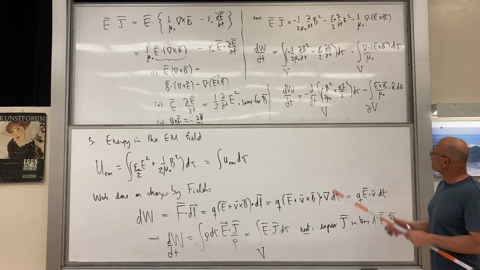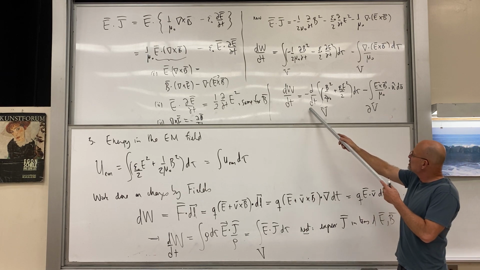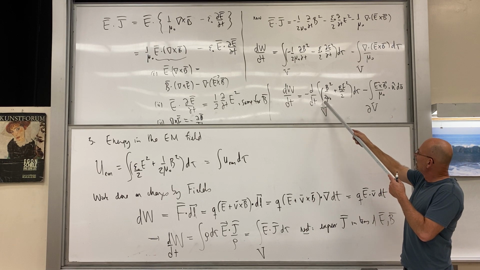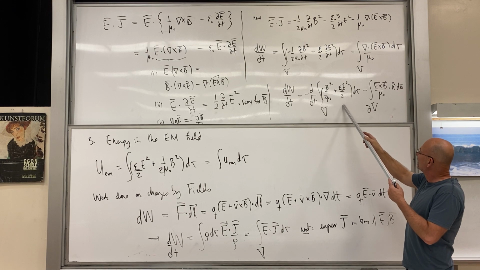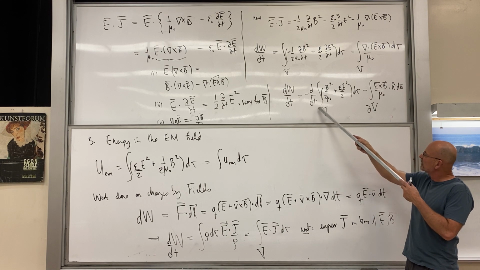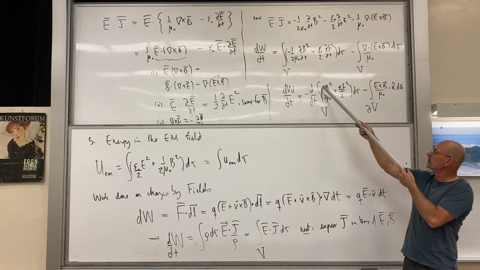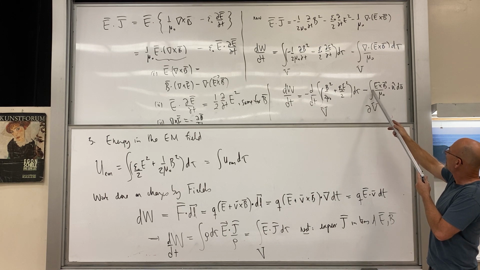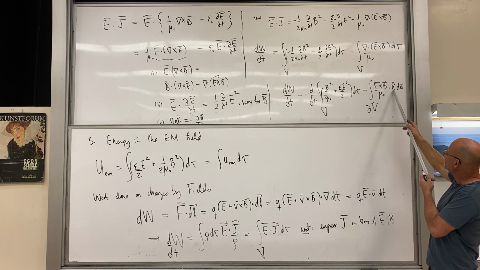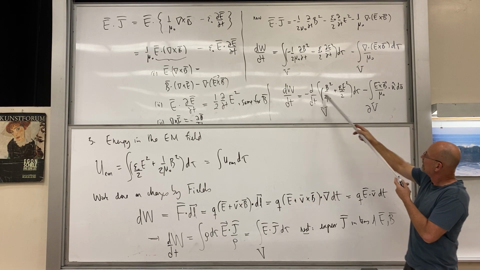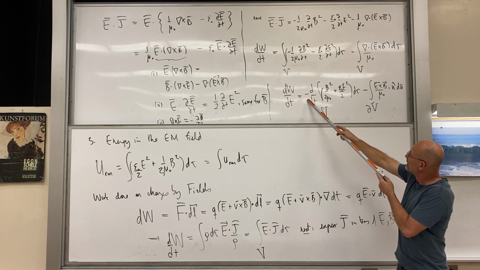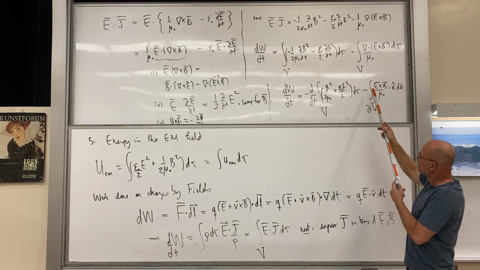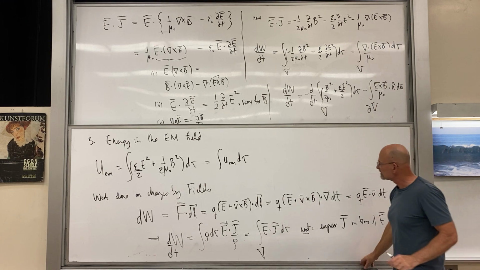So here we can already see what's going on. We have a change in energy inside this volume, energy of the B field, of the electromagnetic fields. And here we have a flux, so energy leaving that volume, right? Both of them have a minus sign in front of them.